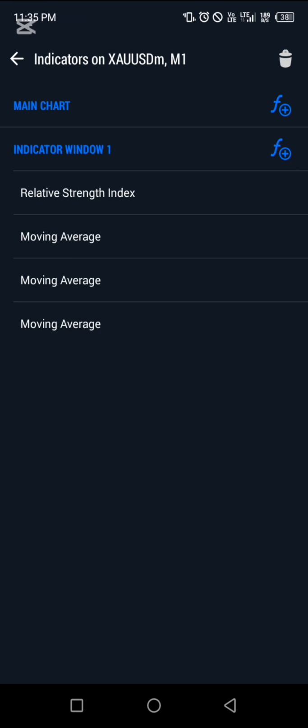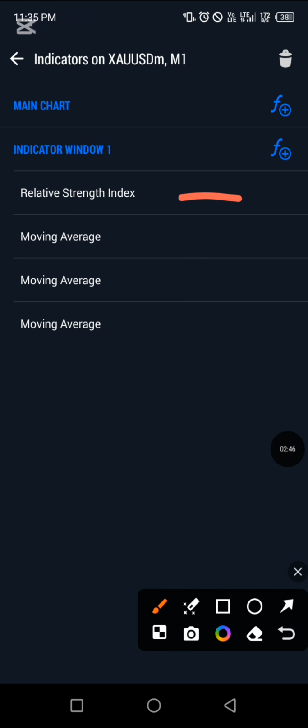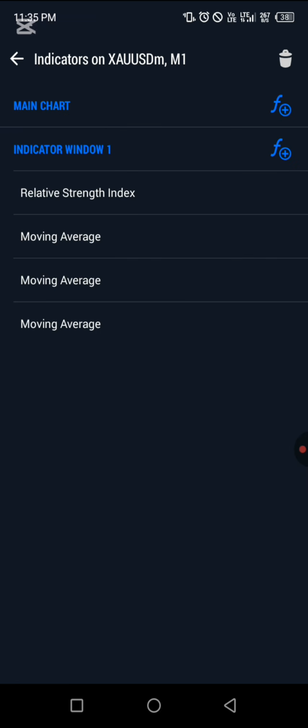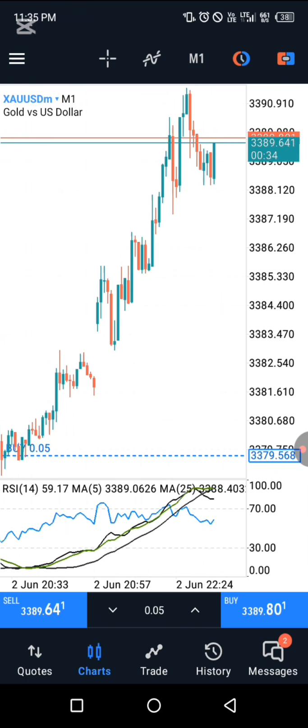Once you've inputted all those indicators, you're going to have the relative strength index, a moving average, another moving average, and another moving average. Make sure everything is added to indicator window 1. Once you have that figured out, you're going to have a chart that looks exactly like this.